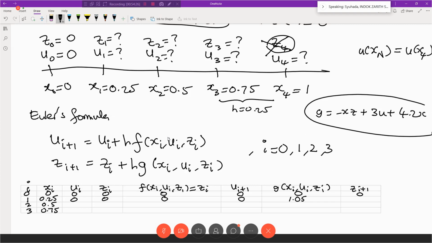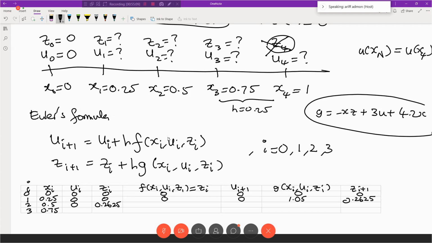Okay, then proceed with your zi plus 1, which means zi here, 0, plus h times g. So h is 0.25, g is 1.05. What is the value? 0.2625. Right. So now this is your u2, this is your z2. So you copy here u2, 0, z2 is 0.2625. Okay, copy from here.